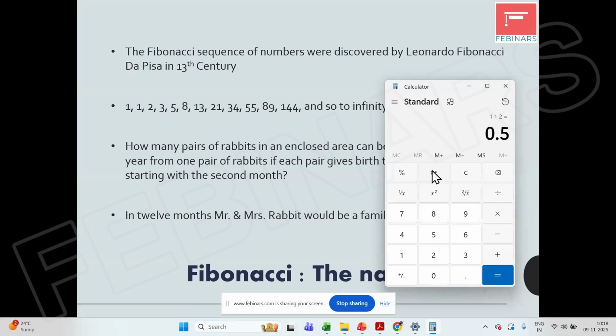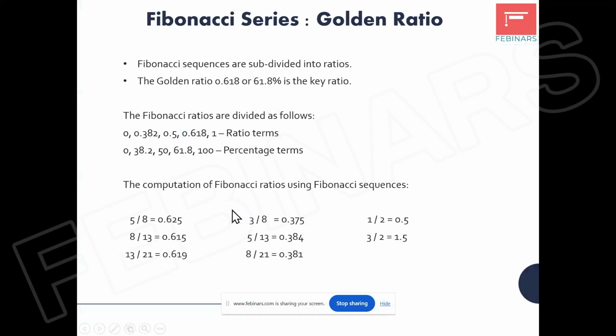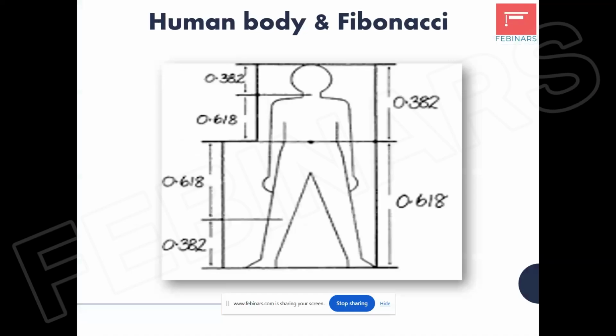1 by 2 is 0.5. 3 by 2 is 1.5. So this is how the ratios are calculated with a Fibonacci sequence of numbers, which we are going to use. The magic of Fibonacci is that our human body is even designed with the Fibonacci sequences. I'm going to apply the same with the Nifty, on the larger degree and the smaller degree charts.